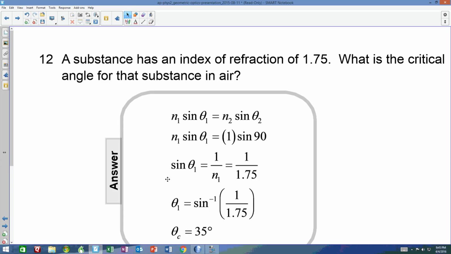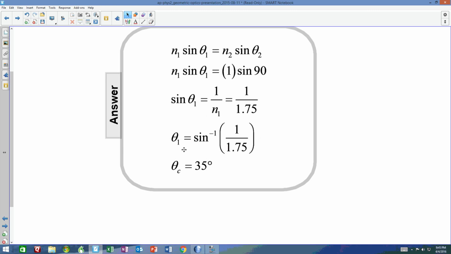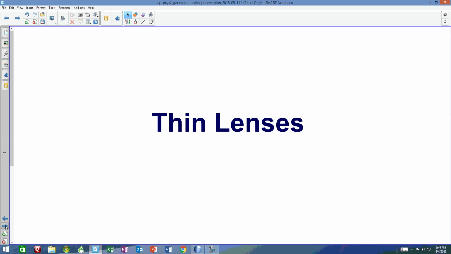So we're going to go ahead and solve for theta 1. We know that the substance we're going from has an index of 1.75. So solving for theta 1, we end up with an angle of 35 degrees. If you didn't get 35 degrees, check your calculator and make sure you're in degree mode. In the next video, we'll talk about thin lenses.